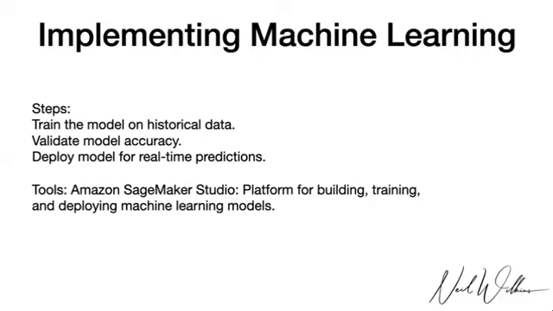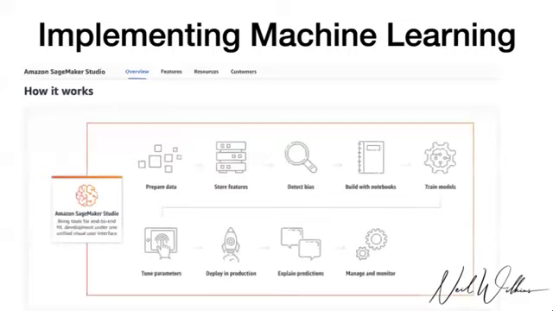There are tools obviously available for this as well. One worth having a little look at is Amazon SageMaker Studio. This is a platform for building, training, and deploying machine learning models. So it does go a little bit beyond the predictive analysis, but it helps us to understand the process that we're trying to create here.